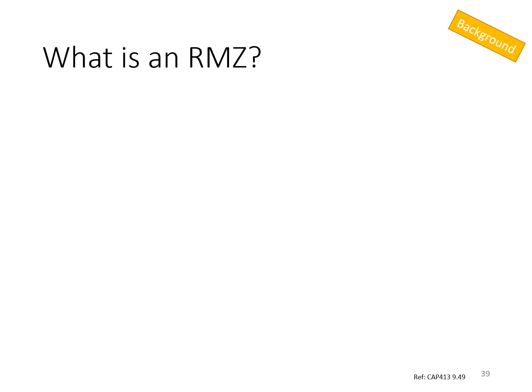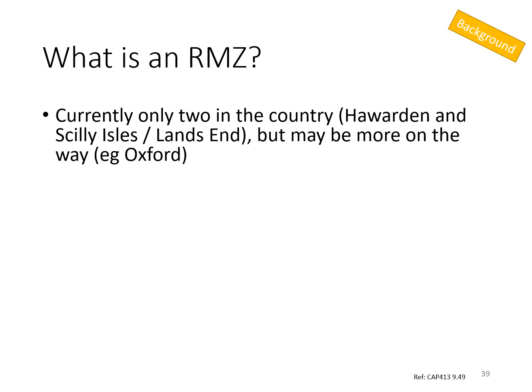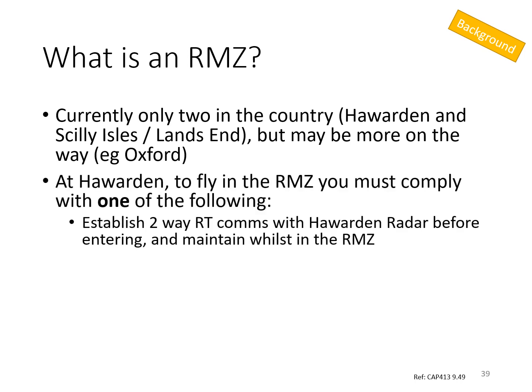In the example flight, we talked about the letter of agreement with Cambridge being like a radio mandatory zone, or RMZ. But what is an RMZ? As of 2023, there are only 2 in the country, Harden and Scilly Isles. But there may be others on the way. The exact rules for each of them may be set individually, so you need to check.